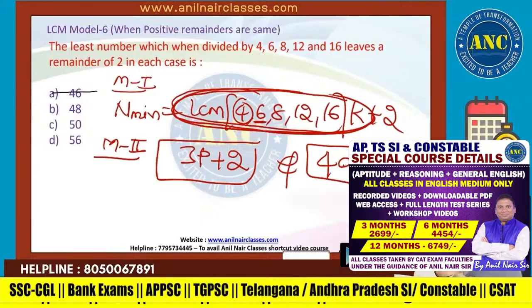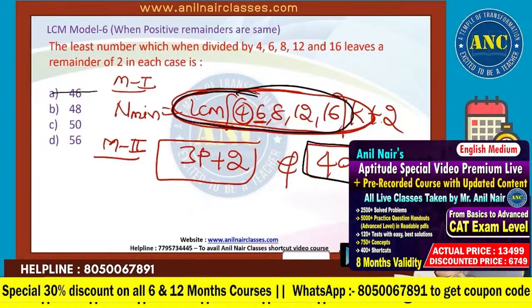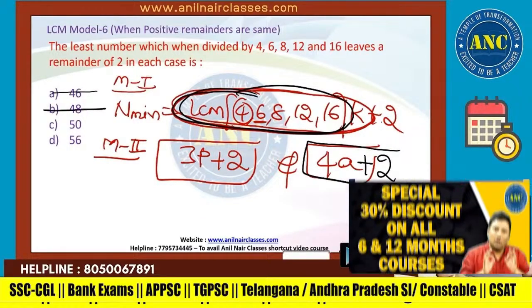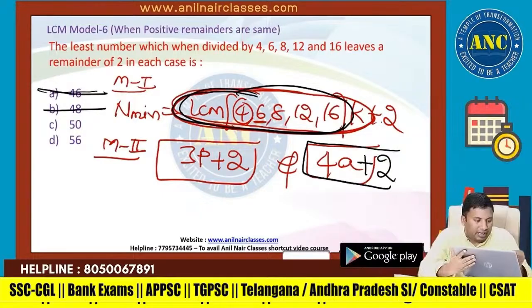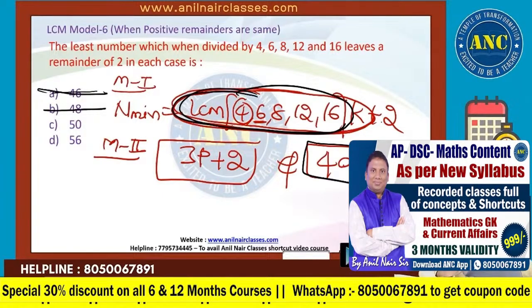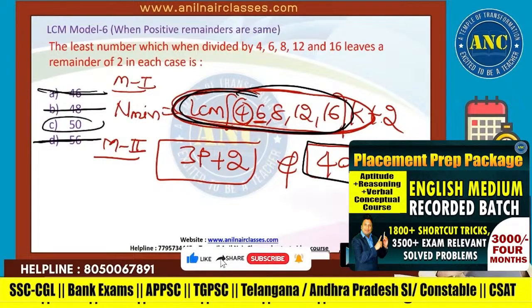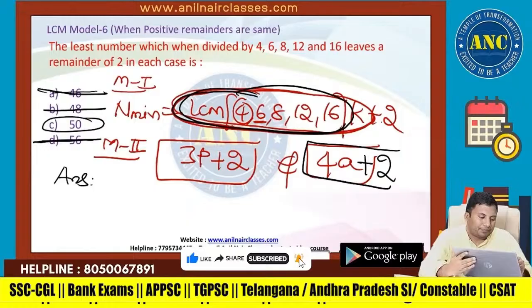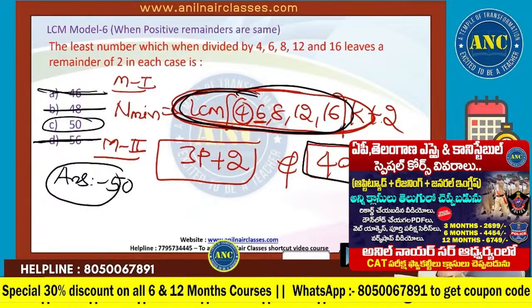Sorry, 4a plus 2. Check each option. 46 is out, it is 3 into 15 plus 1, so this is out. 4 into 14, these are out. The only answer is 50.